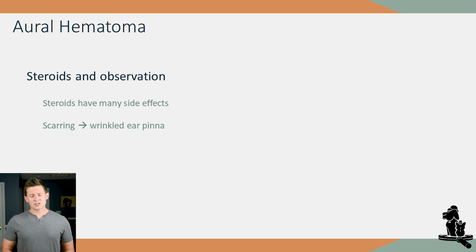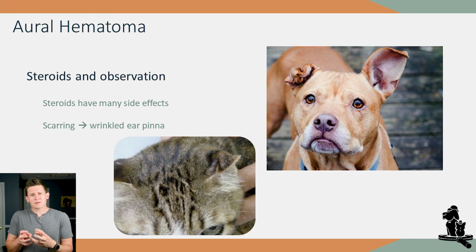The downsides to this are steroids have a host of side effects. Your dog or cat's going to drink more. They're probably going to have accidents in the house. Some have behavioral changes, and if they're on it for a while, it can affect liver, heart, a bunch of other things in their body. The other downside is when they heal, they basically develop like a wrinkled potato chip for an ear.